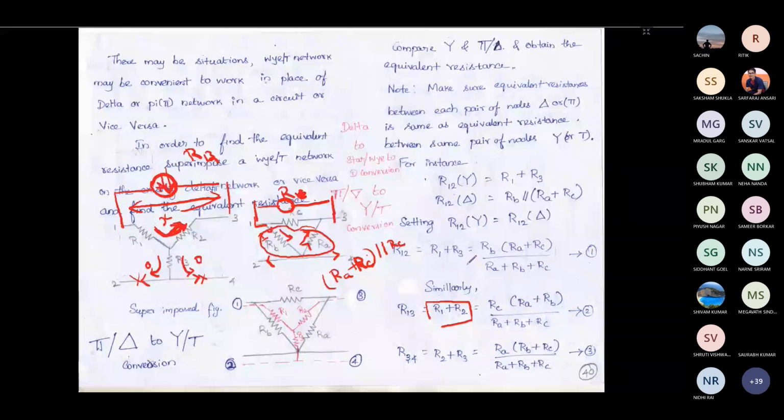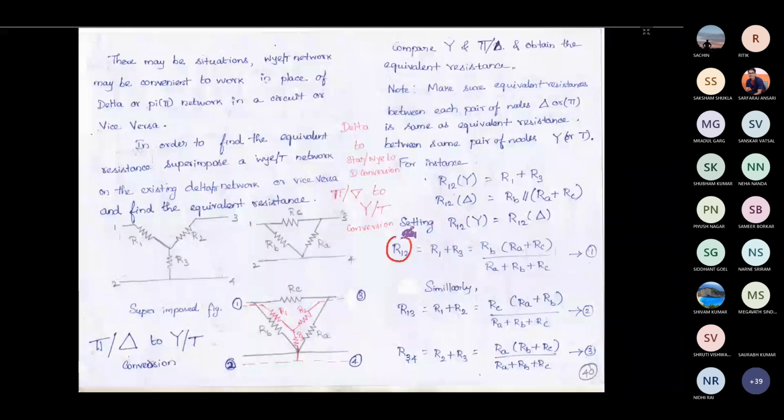Similarly, if you take it for R34 across this, we are taking three possibilities. First, for R12, we applied a voltage source here, and we checked where the current will flow. The current will flow only through this path. Then we took this as the equivalent resistance. Similarly, for here, we applied a voltage source and checked where the current is flowing. Then accordingly, we took the series and parallel combinations, and based on that, we found the equivalent resistance. This is for the first case.